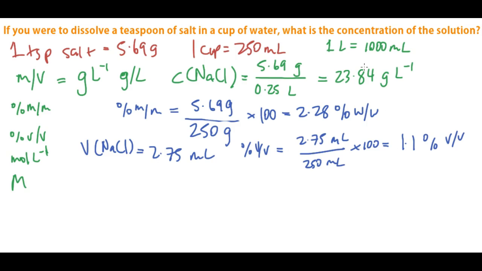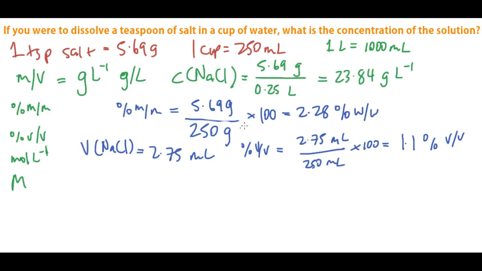Now notice that these numbers are different because of the density of salt. Salt is somewhat denser, it's a lot denser than water is. Water is 1 gram per cubic centimeter, 1 gram per mL, whereas salt is 2.165 grams per mL or per cubic centimeter.